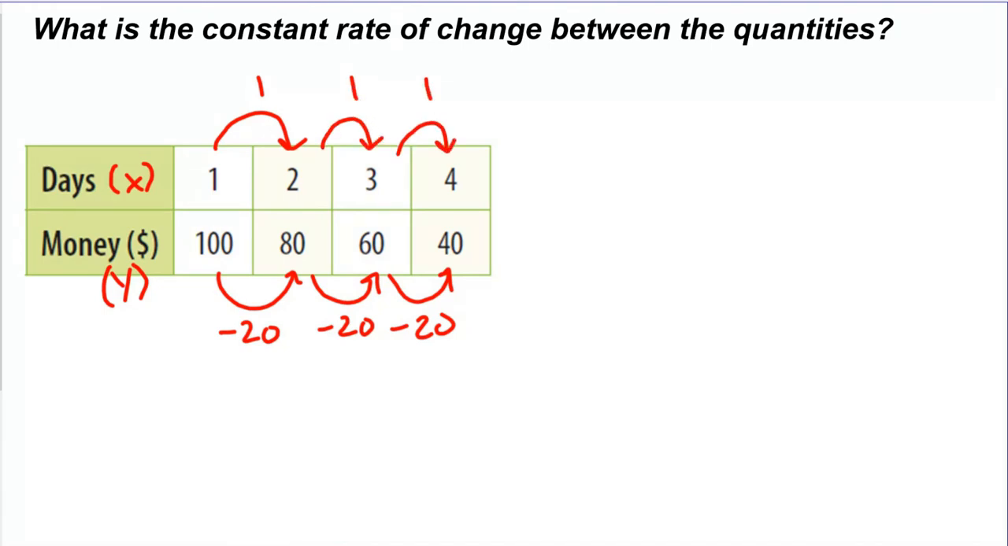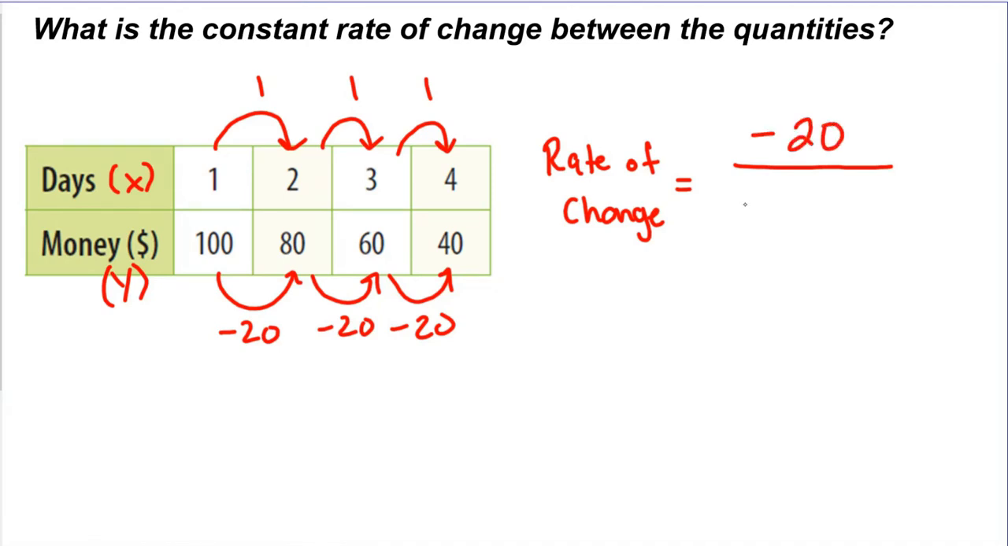So if we're looking for the constant rate of change here, the rate of change is the change in the y values. Notice that the change is constant. This is a constant rate of change. So the y values are changing negative $20 every 1 day. So we would say that our constant rate of change is negative $20 per day. And again, that's a unit rate. Negative $20 per day is the constant rate of change. So that's how we find a rate of change in a table or in a set of ordered pairs.